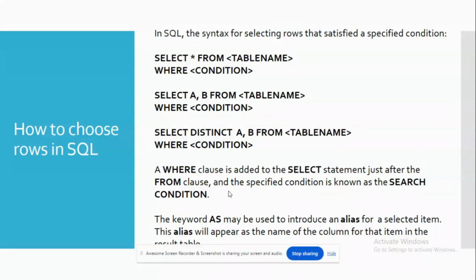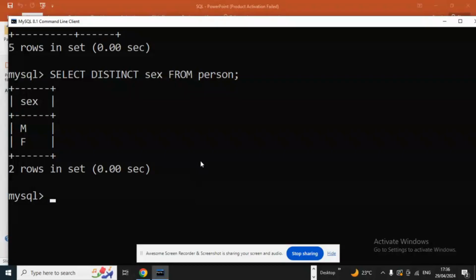In some cases, the keyword AS may be used to introduce an alias for a selected item, and the alias will appear as the name of the column for that item in the result table. You have to note here that the alias only exists as far as the result table is concerned. Let's demonstrate.